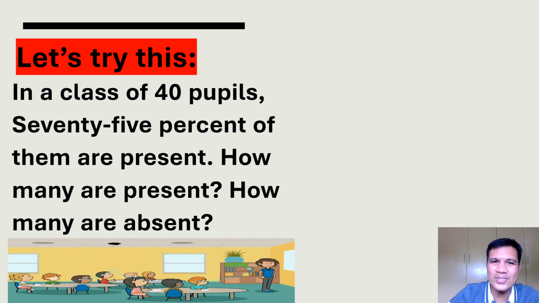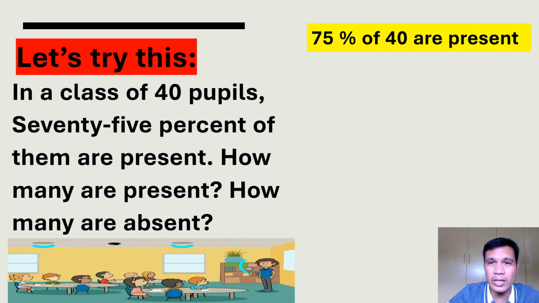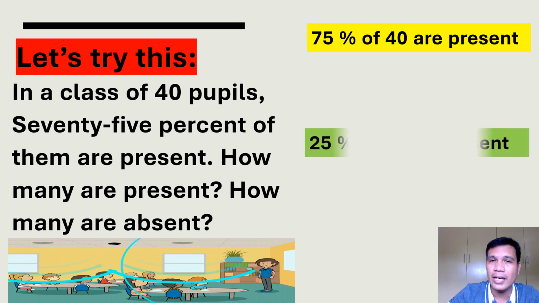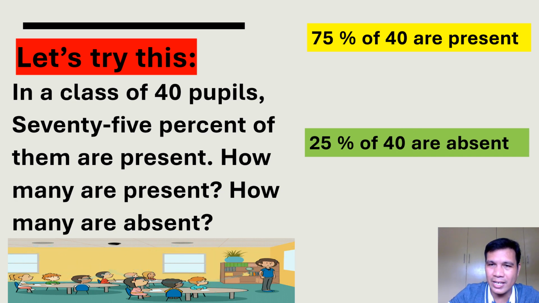Let us try to answer this problem. In a class of 40 pupils, 75% of them are present. How many are present and how many are absent? So, we are looking for 75% of 40 are present and 25% of 40 are absent. Saan nanggaling yung 25%? Yung 75%, given na siya, 75% ng 40 ay present.